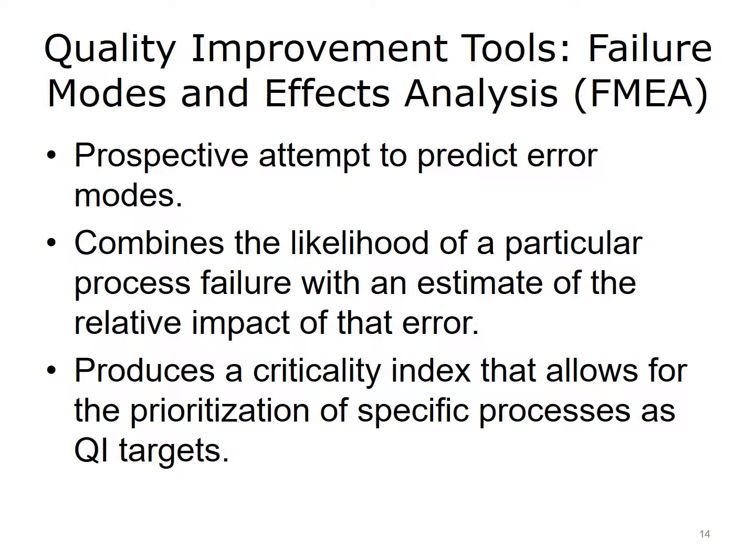Failure modes and effects analysis looks to the future in a prospective attempt to predict where errors could potentially occur. FMEA combines the likelihood of a particular process failure with an estimate of the relative impact of that error to produce a "criticality index." By combining the probability of failure with the consequences of failure, this index allows for the prioritization of specific processes as quality improvement targets. This is one of the tools that is used in the third phase of reliability work.